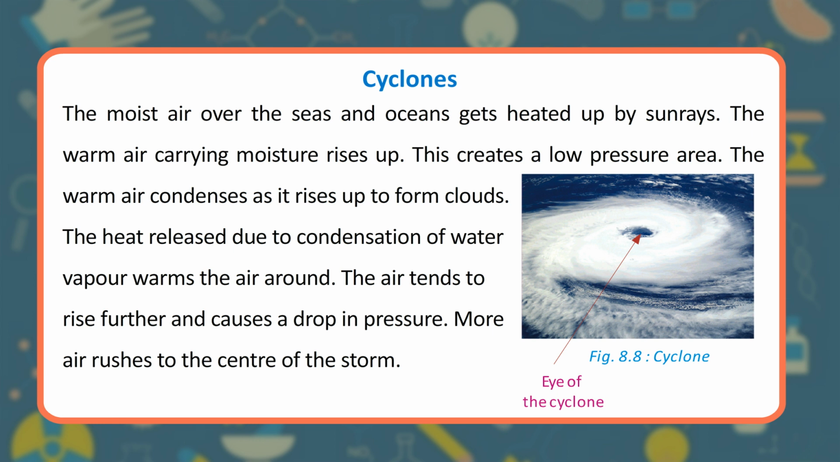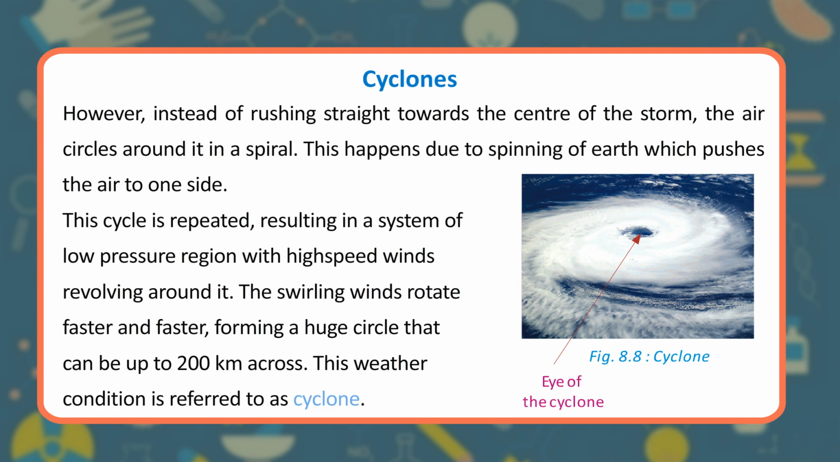More air rushes to the center of the storm. However, instead of rushing straight towards the center of the storm, the air circles around it in a spiral. This happens due to spinning of Earth which pushes the air to one side. This cycle is repeated, resulting in a system of low-pressure region with high-speed winds revolving around it.